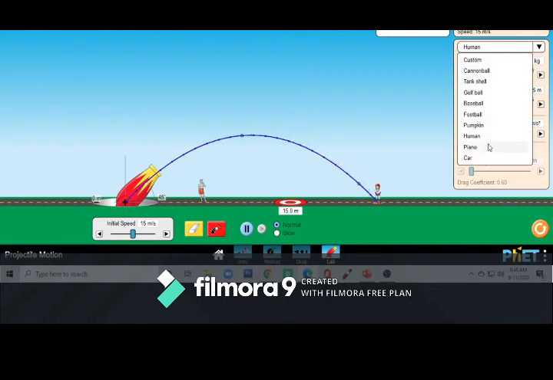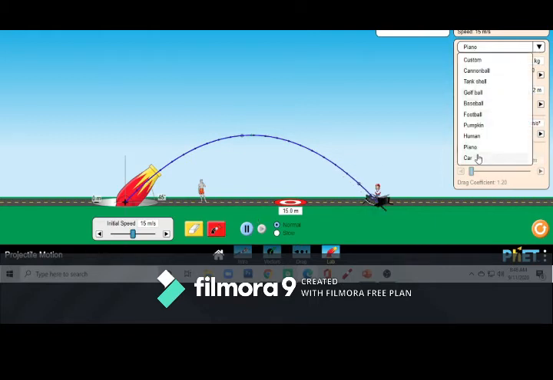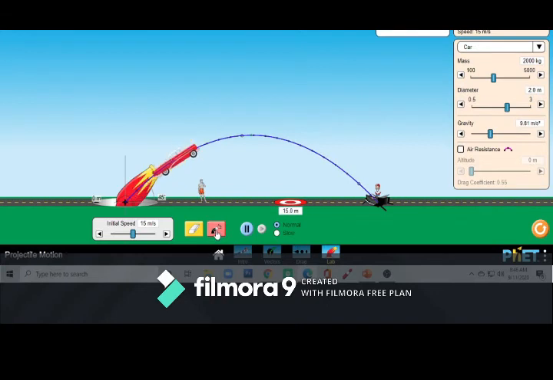I would launch a piano, which is more massive than a human, of course. So it has the same range and it has the same height. And I would launch a car. So it has the same range and it has the same height. So what does it mean in projectile motion? For projectile motion, mass is not a factor that affects projectile motion.